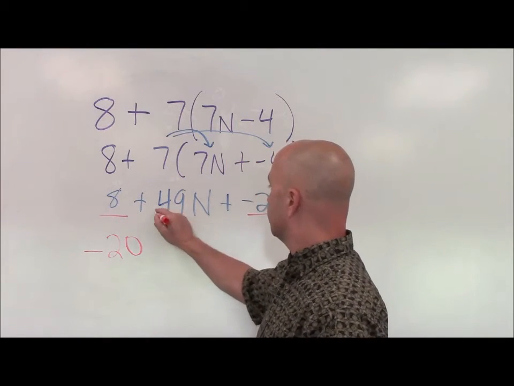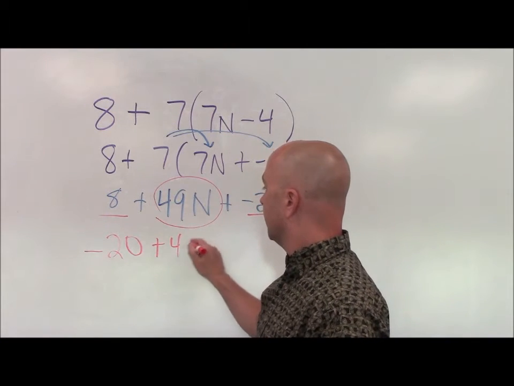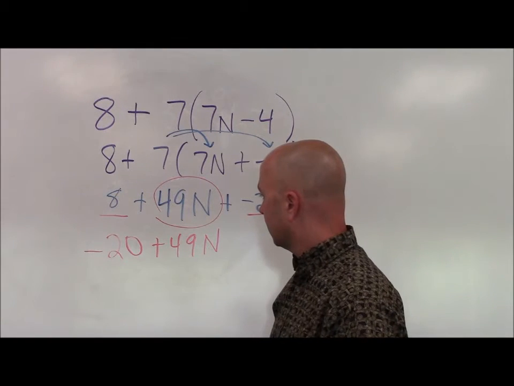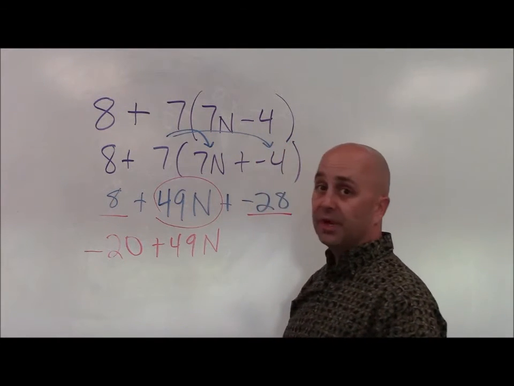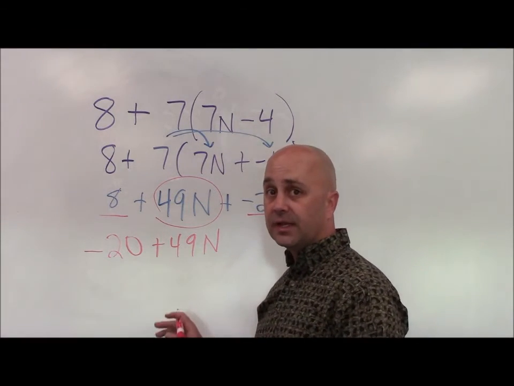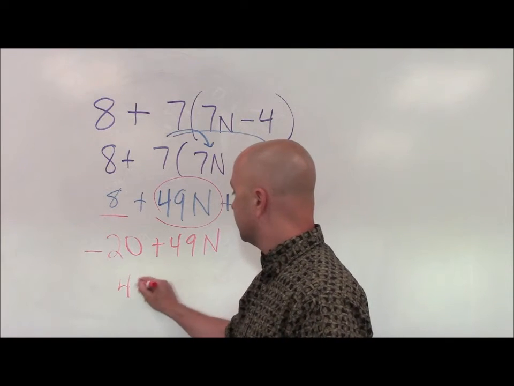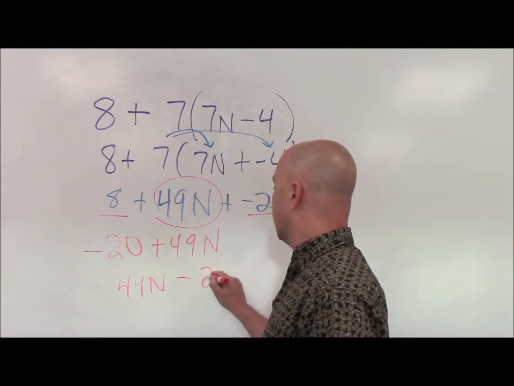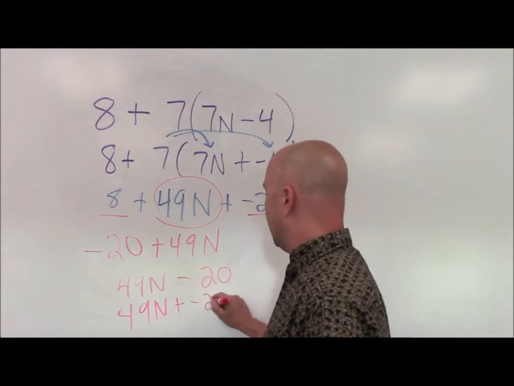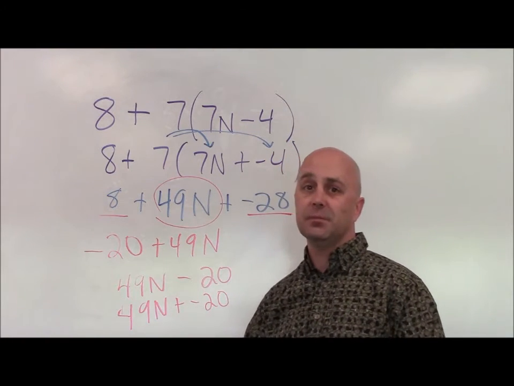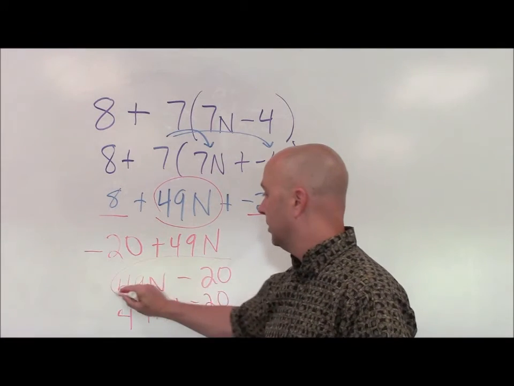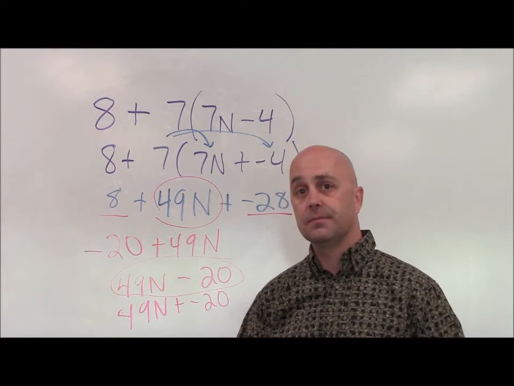And then I still have this 49n that's all by itself. So I'm going to bring it down. And I can't combine these last terms because they're different. They're not like terms. And again, I can rewrite this 49n minus 20 or 49n plus negative 20. And those are all equivalent expressions that mean the same thing. If I were to pick one of these that's most preferred, this one is the most traditional and most efficient.